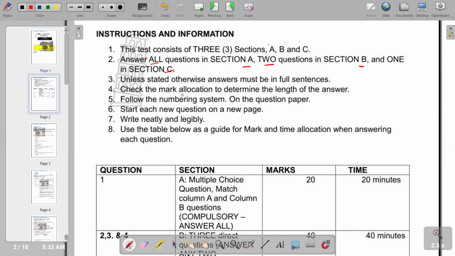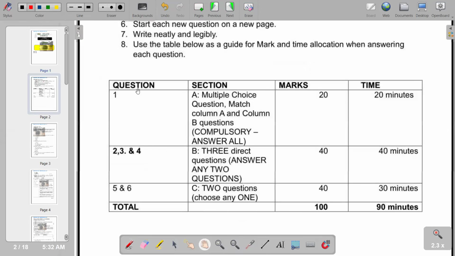So we go to the structure of the question paper, whereby question 1 is the multiple choice with 20 marks, which requires you to spend on average 20 minutes. Then we have questions 2, 3, and 4, which consist of 3 direct questions; you answer any 2 questions. So 40 marks requires you to spend on average 40 minutes. And then we've got 5 and 6, 2 questions, whereby you choose 1 question with 40 marks, and you have to spend on average 30 minutes. So basically, this is what we have according to a question paper with a total of 100 marks.